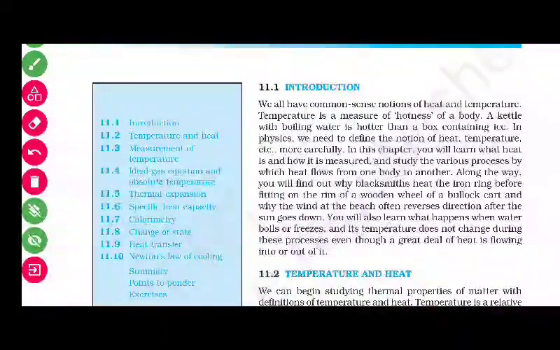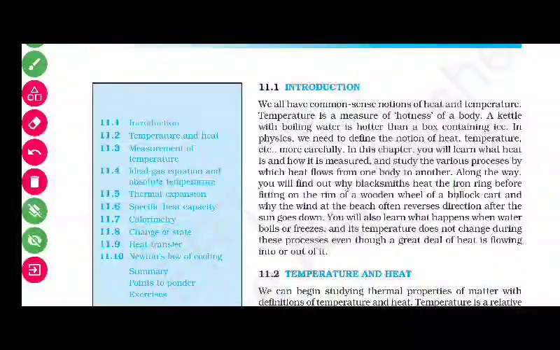In physics, we need to define the notion of heat, temperature, etc. more carefully. In this chapter, you will learn what heat is and how it is measured. So what are we going to study in the chapter? What is heat? We'll go in depth on this. And we'll also see how it is measured. The measurement of heat has a term, calorimetry. We'll study that, and study the various processes by which heat flows from one body to another. What are the processes? Convection, conduction, radiation.